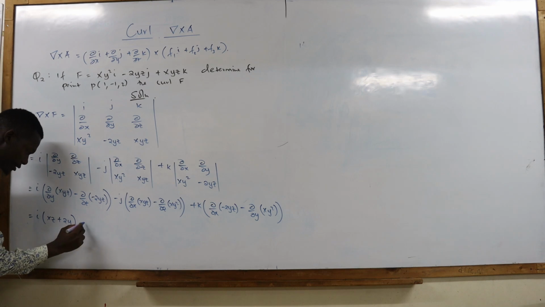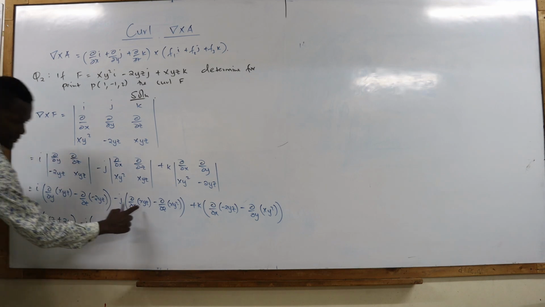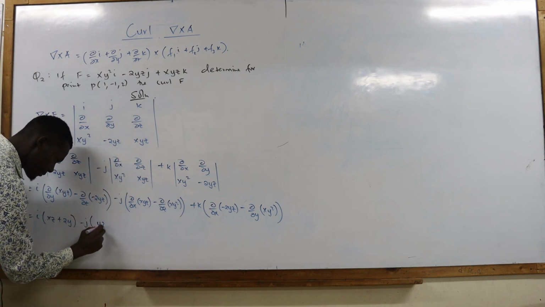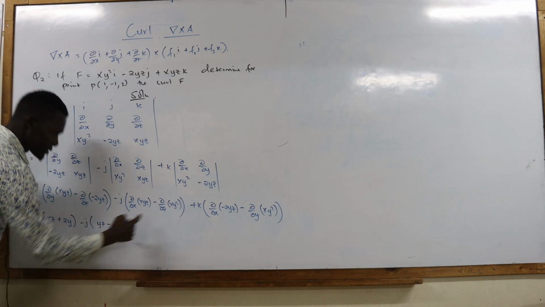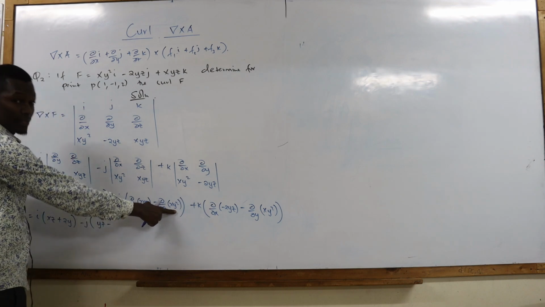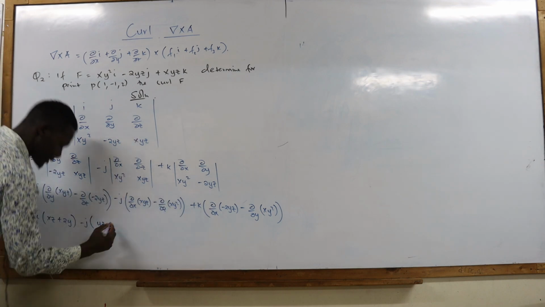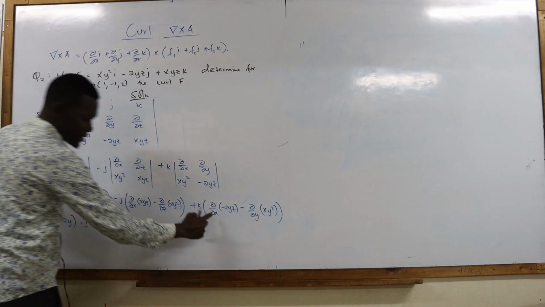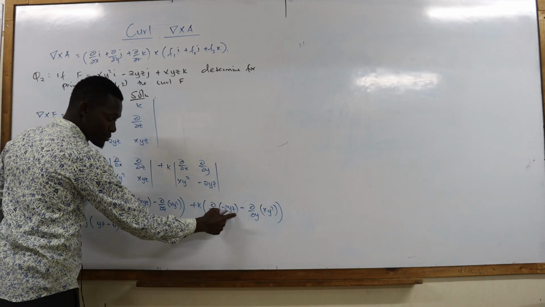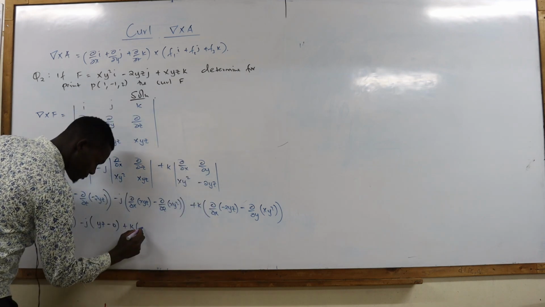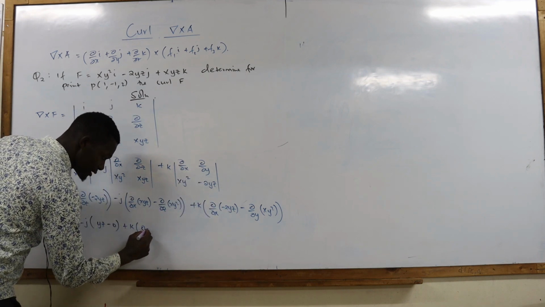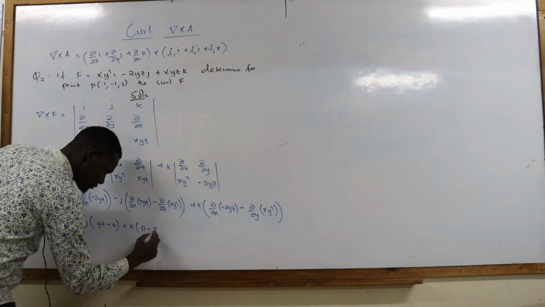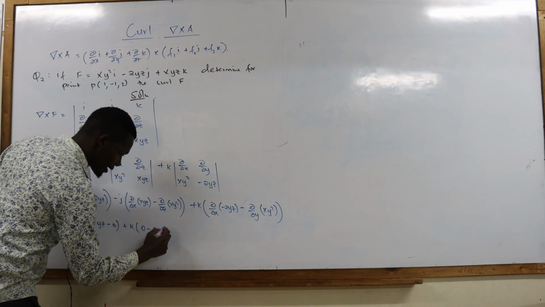Then into bracket, then minus j. Differentiate this one with respect to x. The x goes, you remain with yz. Then minus, differentiate with respect to z. Do we have a z here? No. So it becomes 0. Then you have plus k. Differentiate this one with respect to x. Do we have an x here? No. So it becomes 0. Then minus, with respect to y, drop the 2, so you have 2xy.